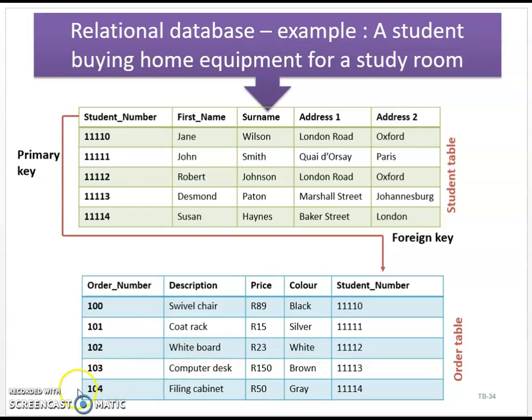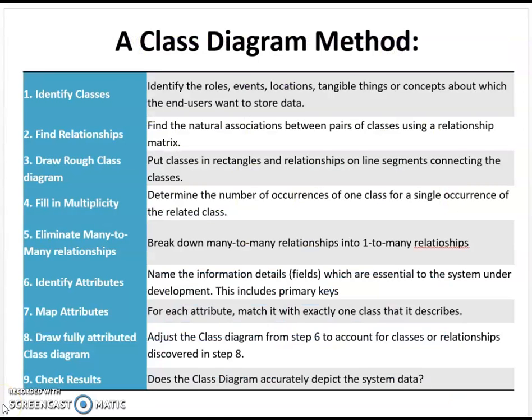Now let's move forward. This is a method which is suggested to draw a class diagram. Firstly, we need to identify our classes. We need to find relationships, draw a rough sketch of the class diagram, fill in multiplicity, eliminate many-to-many relationships, identify attributes that include primary and foreign keys, map all those attributes in the diagram, and draw a fully attributed diagram. After that, you can check if you didn't make any mistake. Let's look at the next example.